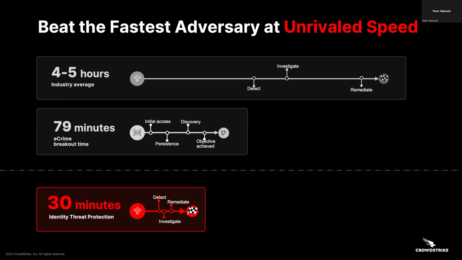And again, if you haven't seen my previous slides, I always talk about speed. This is really where we want to make sure that we are staying ahead of the adversaries. Industry average for detection, response, and remediation is 4 to 5 hours. We're seeing e-crime breakout time. This says 79 minutes because I haven't updated that number. It's now 62. So with identity threat prevention, we want to make sure that we're staying ahead. Again, some differentiators.